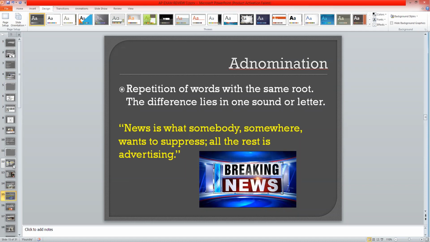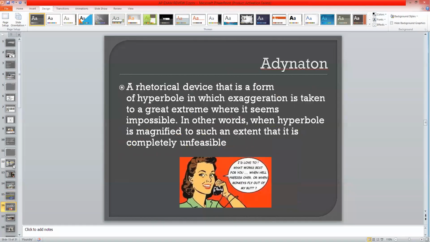So in this case, they're showing how news is something that people everywhere, either you know them or you don't, are trying to suppress. It's just that big of an issue that we have a bunch of news being held back. Another example might be like, he's a nobody. He knows nothing. He's not important. So it's a constant no, no, no. It's constantly negative. And authors oftentimes use it to emphasize repetition in a way to add that negativity to the situation altogether, or just to emphasize the point they're making.